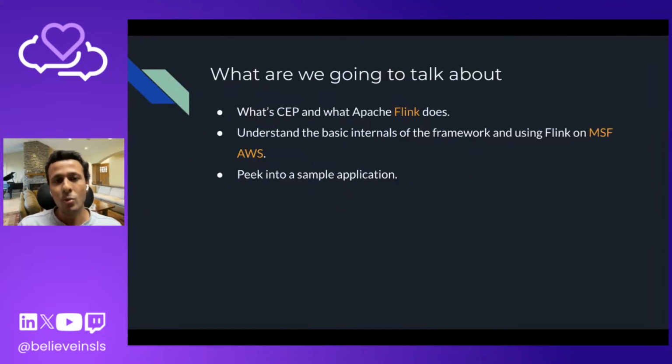Before I get into the meat of it, I just want to go over what we are going to be talking about as part of the session. So the first thing is what CEP is and what exactly Apache Flink can do. We'll try and look at some basics in terms of the framework and how to get started on AWS. And finally, we'll take a quick look at a very simple application to understand how it works.